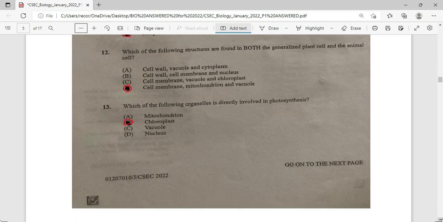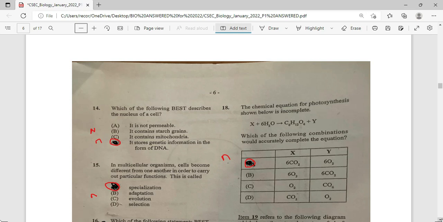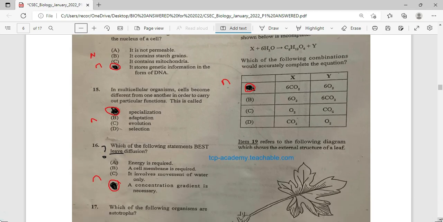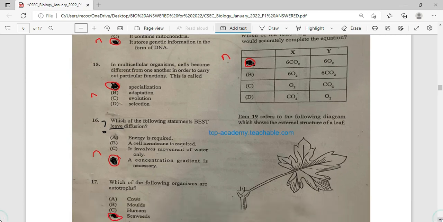Number 13, which of the following organelle is directly involved in photosynthesis? That's going to be the chloroplast, number 13. Number 14, which of the following best describe the nucleus of a cell? It's new. It stores genetic information in the form of DNA. Best answer there. New question. Number 15 is also new. In multicellular organism, cells become different from another in order to carry out a particular function. This is called cell specialization or differentiation.